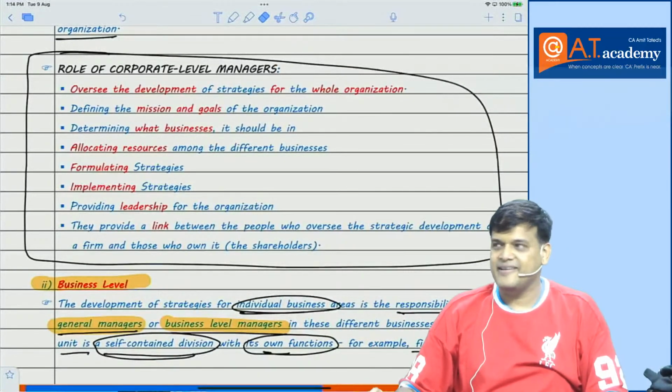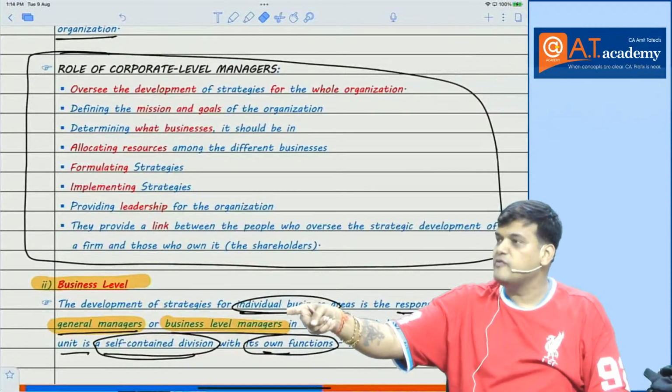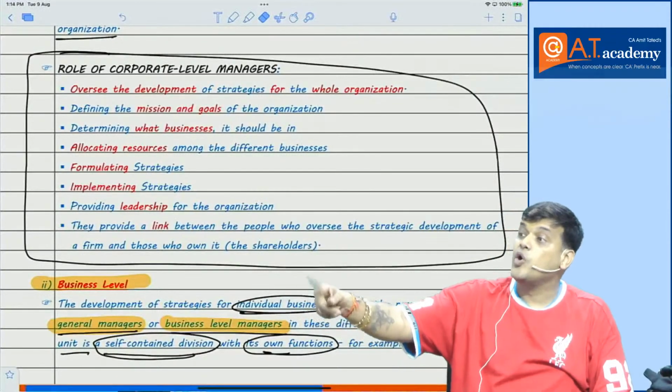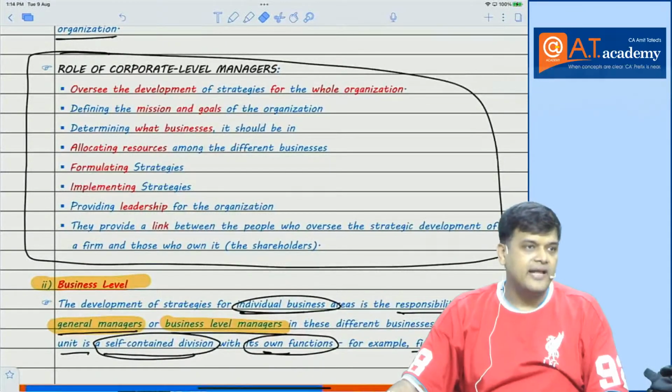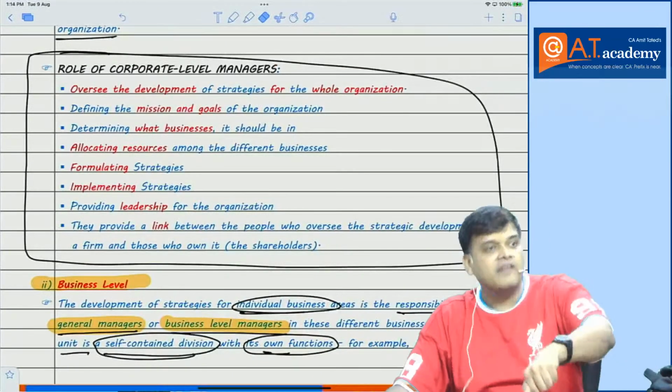Did you understand? So this question will confuse with one more question. What is that one question? Roles of strategic leader. And this is role of corporate level manager.